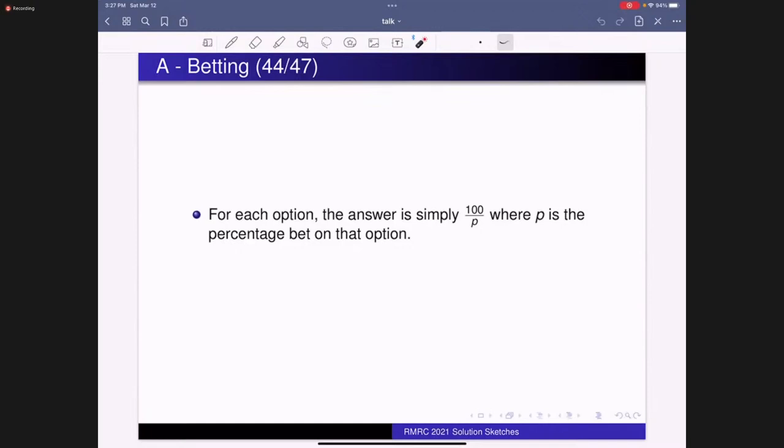Now, let me pause for a second. My current setup, I can't see the chat because I'm sharing the whole screen. I've never used an iPad for this before. So if there's any questions that you want to ask on the fly, you'll have to verbalize them so I hear them.